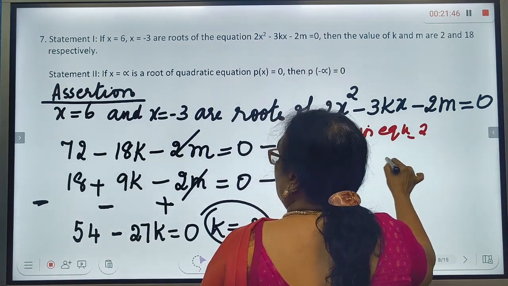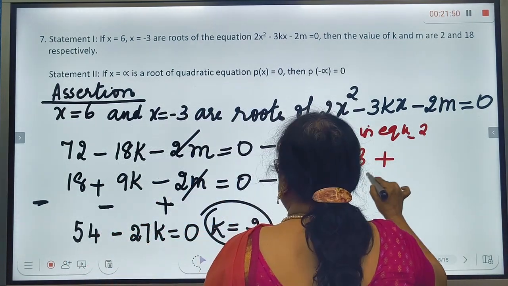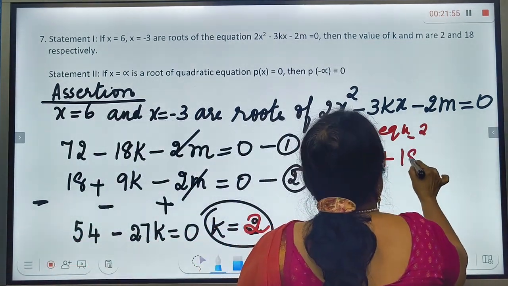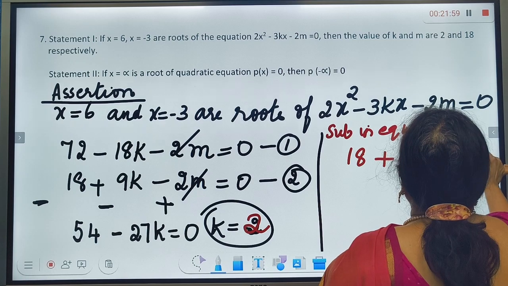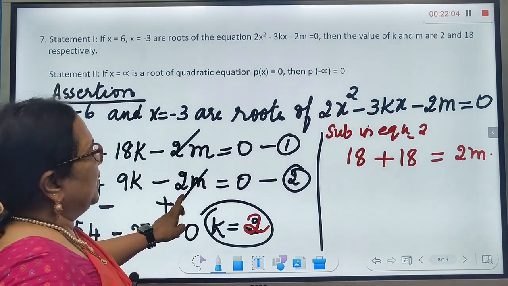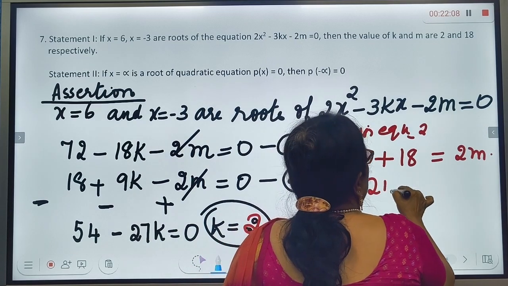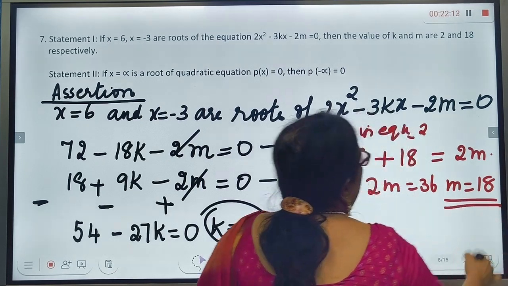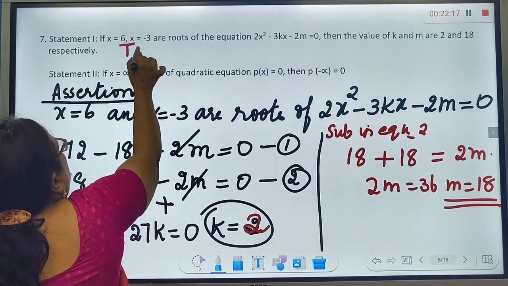18 plus 9k. That means 9 into 2k is 2. So 9 into 2, 18 equal to 2m. 18 plus 9k equal to 2m. 18, 9 into k is 2. So 2m is 36, or m is equal to 18. So m is 8 and k is 2. So the first statement is true.